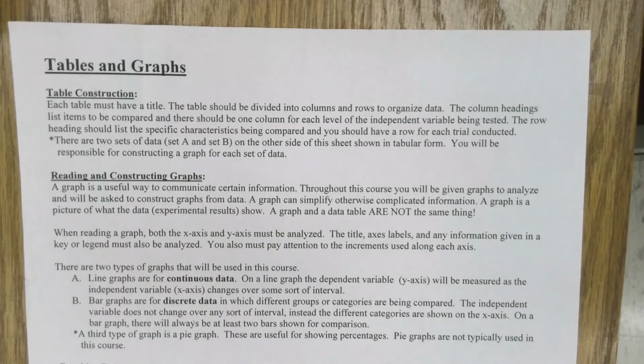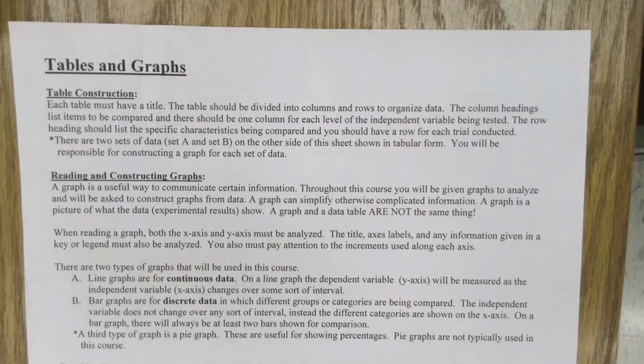The x-axis can be something else that changes, right? Like light intensity, concentration of something, okay? So there are other things besides time that can go on the x-axis of a line graph. It has to be some sort of change, okay? A bar graph is for discrete data.